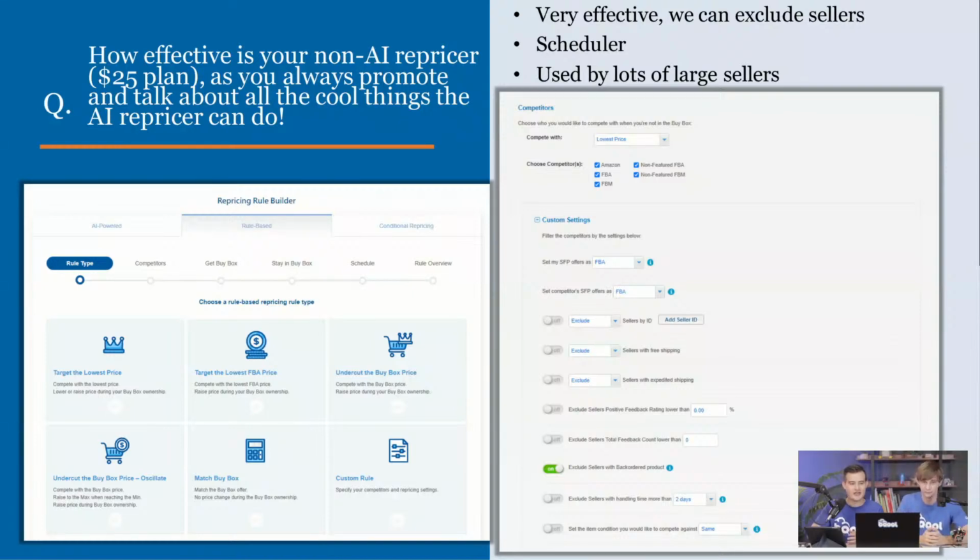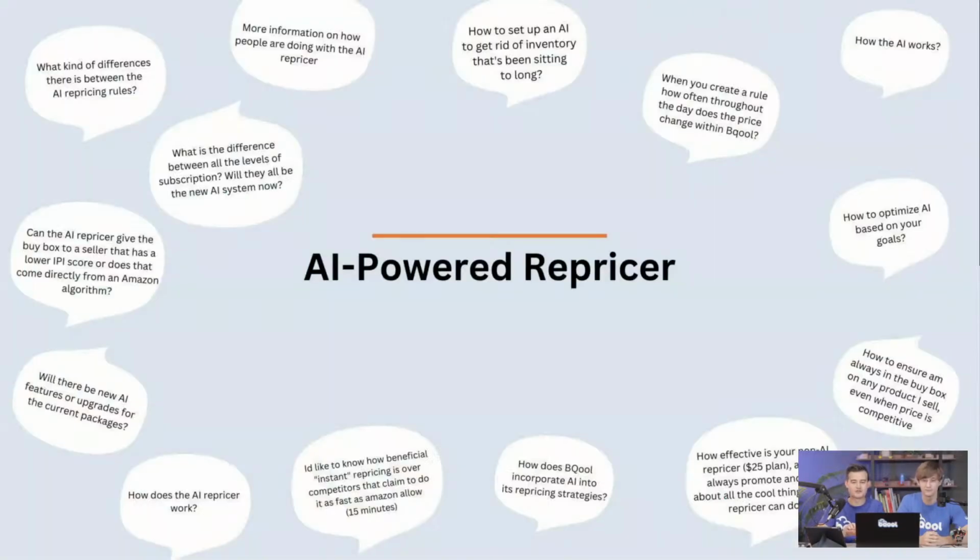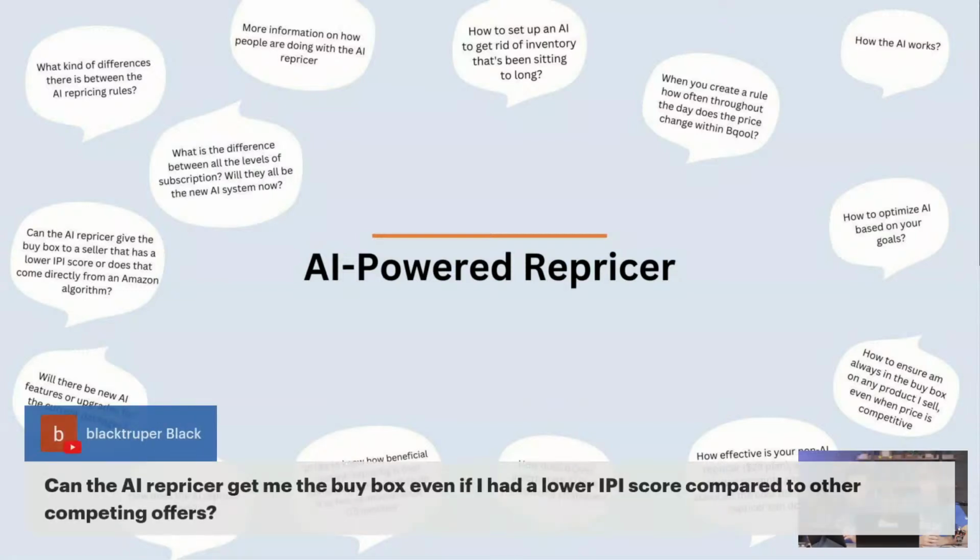So let's go and answer some questions about the AI powered repricer, because we got a lot of different questions. Here's one I'm just going to pull up right here. So this Black Trooper, shout out to you, Black Trooper. He asked, "Can the AI repricer get me the buy box even if I have a lower IPI score compared to other competing offers?" Okay, so to answer your question, and thanks for asking the question.